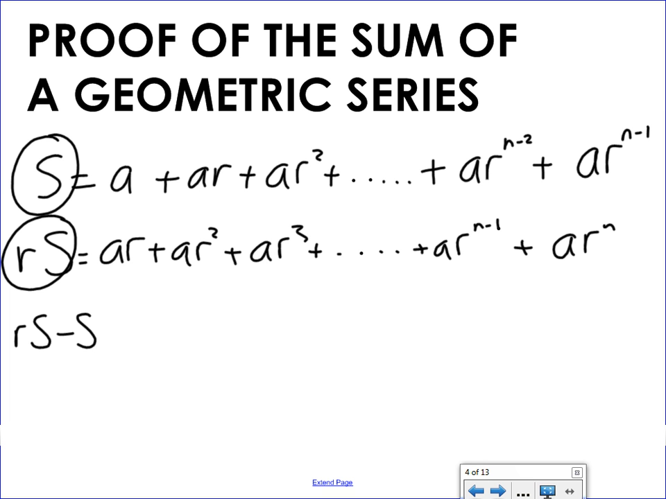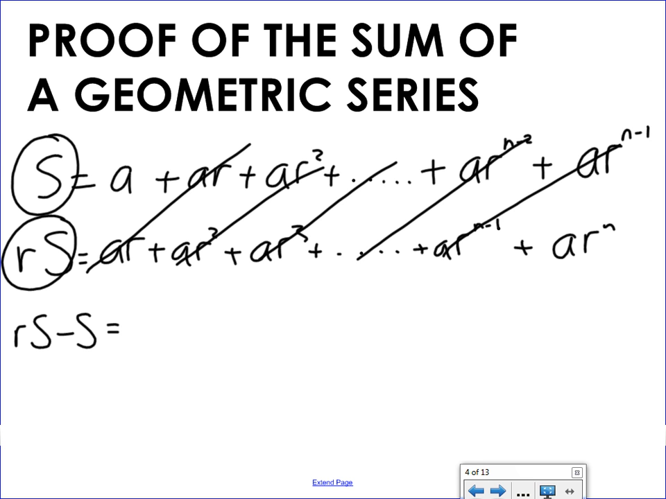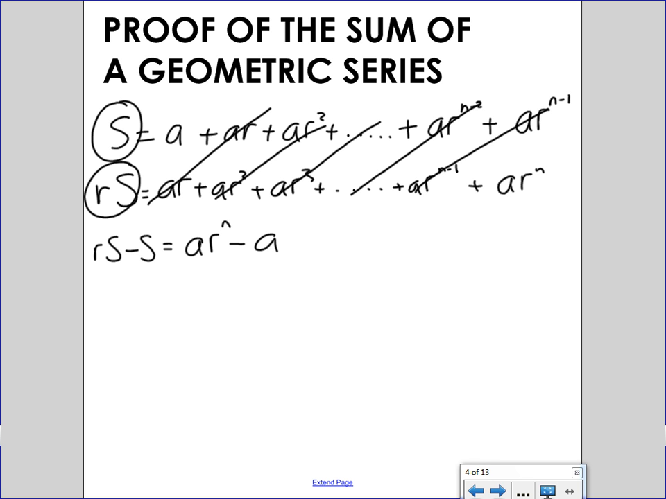rs minus s equals, so this one cancelled this one, this one cancelled this one, this one cancelled this one, and all I'm left with is ar to the n minus a. What happens then if r is bigger than 2? It doesn't matter. It could be anything. It doesn't matter that you might end up being left with 2 lots of s. It's literally just r lots of s, take away s. And so what I can do is pull out s, and here I can pull out a, and then I can put that underneath there.